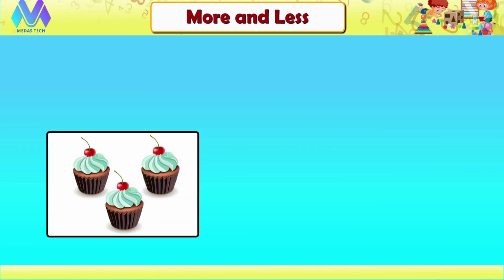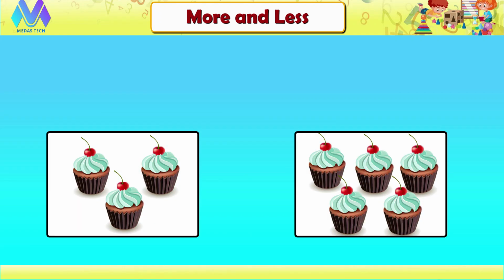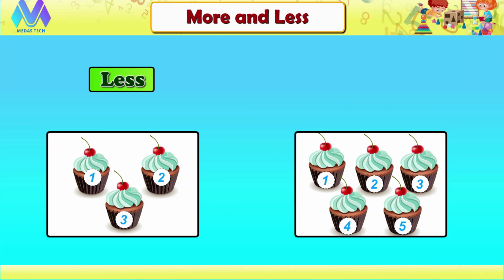Now let's see one more example. Now here we have some cupcakes. Let's count them one by one. So let's count the first one. The first one is 1, 2, 3. And the next one is 1, 2, 3, 4, and 5. If we see here, the first quantity is less and the second one is more.